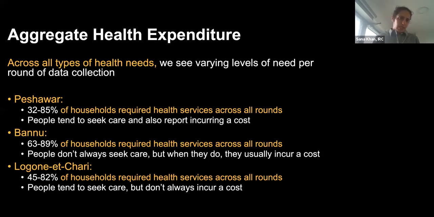So for example, in Banu, we saw that people were not always seeking care, and there were a range of reasons for this, including the illness not being considered serious enough, or high cost of care, or facilities being too far away. So there is geographical variation, but overall we see that at least 30% of the people in any given round are saying that they have a health need, they're seeking care for it, and they're incurring a cost. This need and subsequent action and cost is important because it suggests that services are not necessarily free at the point of delivery, or even if they are technically free, there are other costs that these households are incurring.